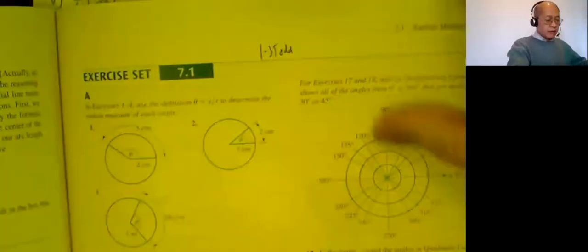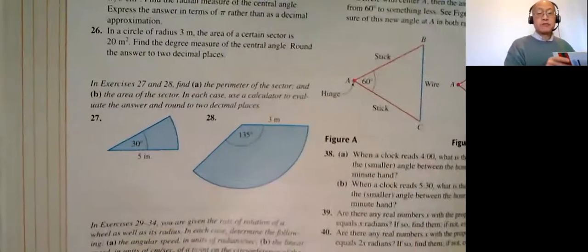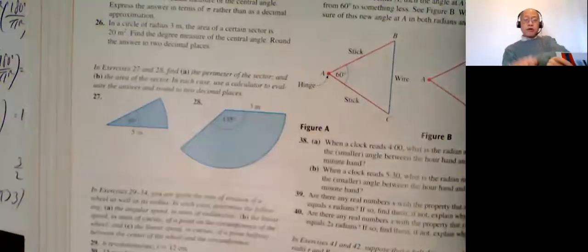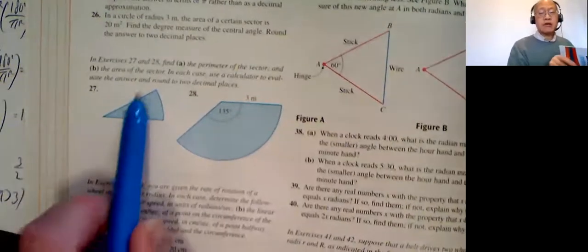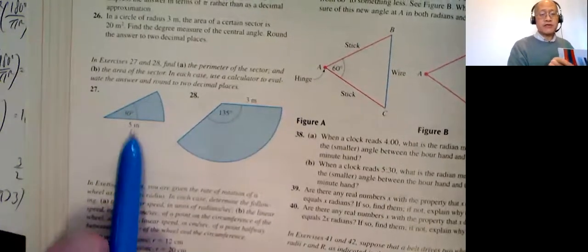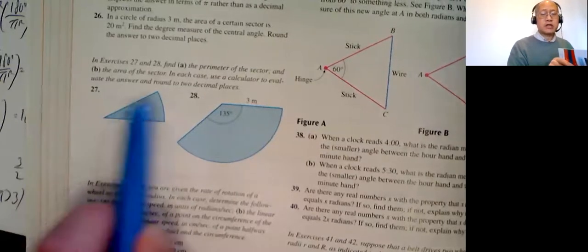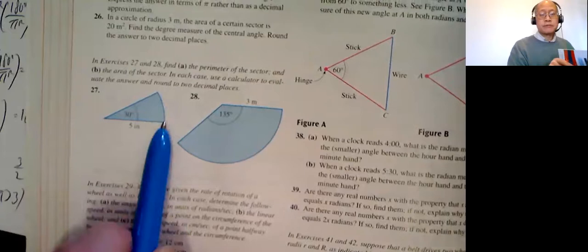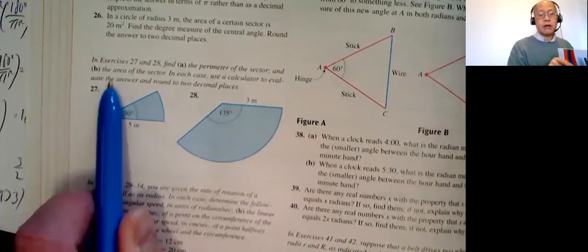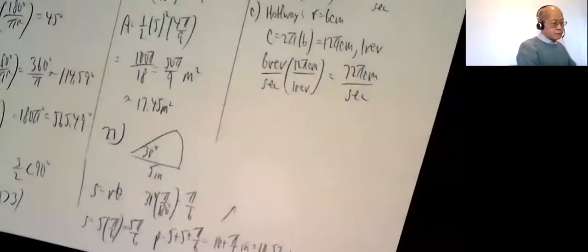Okay, 27. To give me this picture, you find the perimeter of the sector and the area of the sector. So this piece of pie, how far is it all the way around? Well, I know that's 5. This is 5. It's a radius. So I just have to take 5 plus 5, or 10, add it to that arc length. And then I just use the formula for the area of a sector. 30 degrees, I have to change to radians.